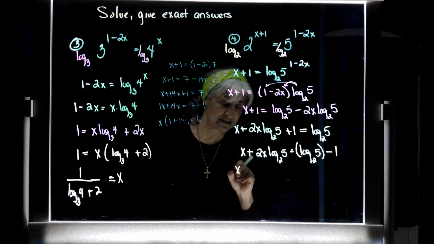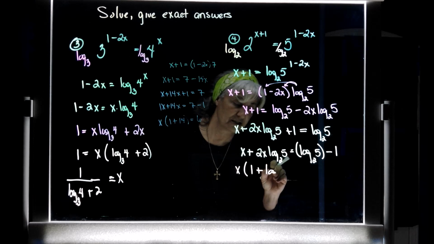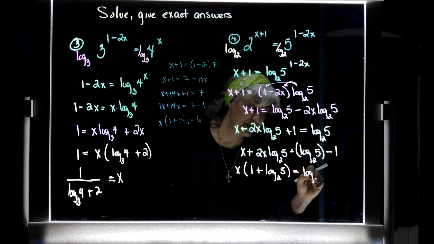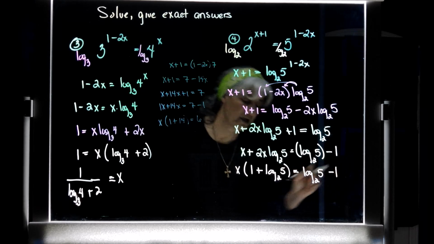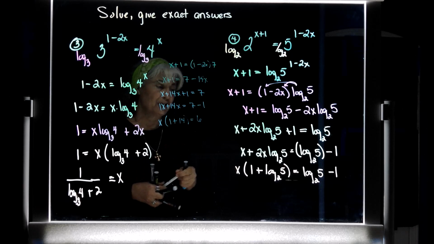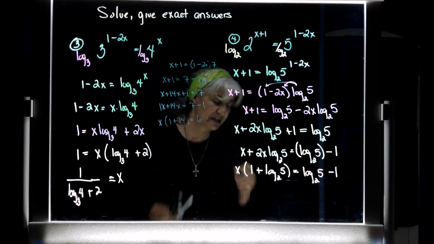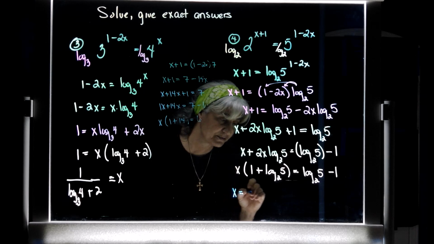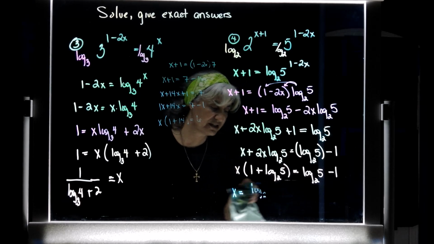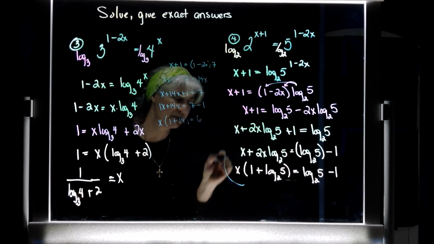So we would have x times the quantity 1 plus log base 2 of 5 equals log base 2 of 5 minus 1. And then last but not least, good. You're going to divide both sides by the parentheses, aren't you? So when I do that, we end up with x equaling log base, you know what? I'm going to give myself just a little bit more room. And instead of writing it there, I'm going to put it over here.